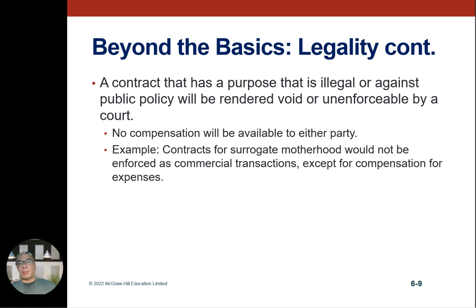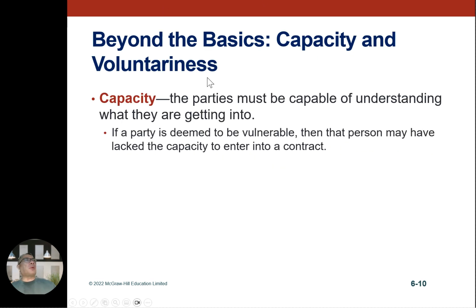Being a surrogate mom. And then, beyond legality, in terms of capacity and voluntariness, again, capacity means the parties must be capable of understanding what they are getting into. If a party is deemed to be vulnerable, then the person may have lacked the capacity to enter into the contract.